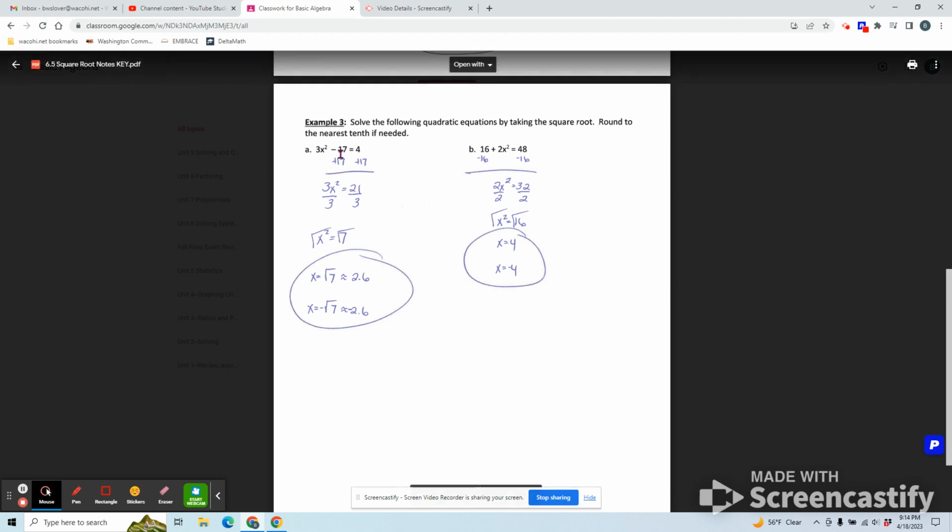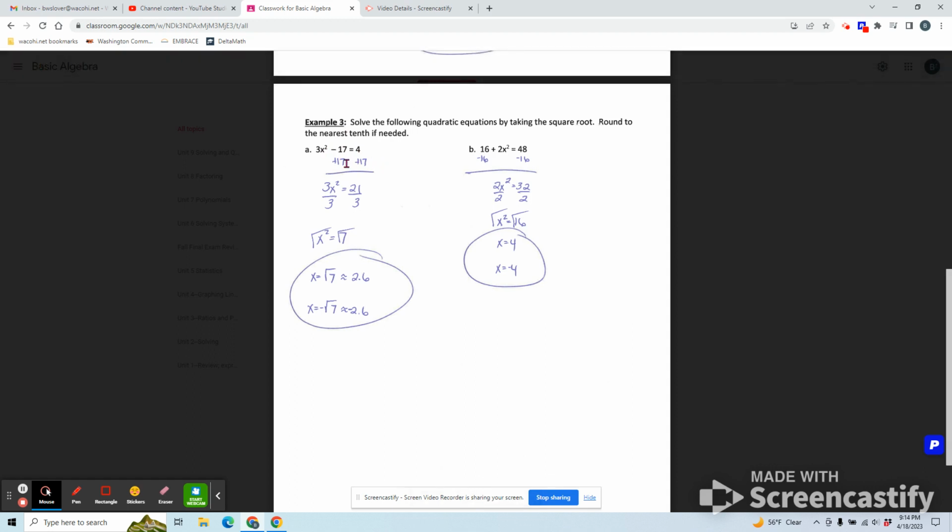So today we were focusing on solving by taking the square root. First, you got to get rid of the constant if there is one by adding or subtracting. Then you have to get rid of the coefficient if there is one by dividing, and then take the square root and making sure one is positive and one is negative.